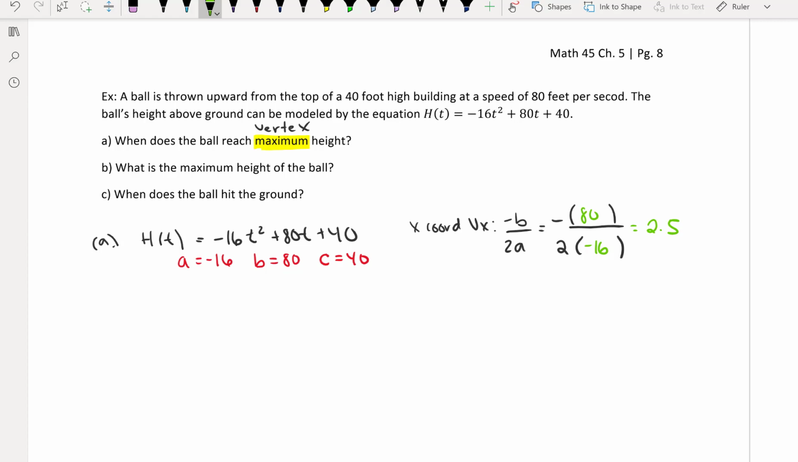Now, to get the y-coordinate of the vertex, that means I'm going to plug that into my equation. So, okay, y-coordinate of the vertex. So I have a negative 16, and I have an 80 and plus 40. So what I'm plugging in here is a 2.5. So to get the y-coordinate of the vertex, I plug that into my calculator, and that's what I'm going to get. So I'm going to get this as 140.